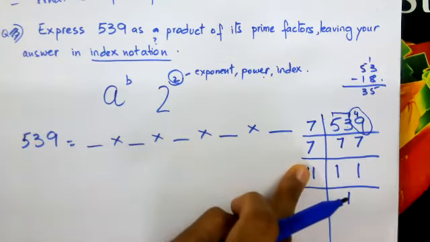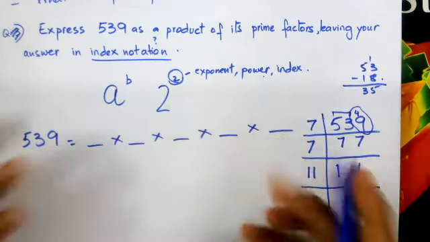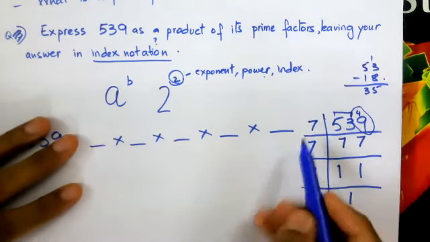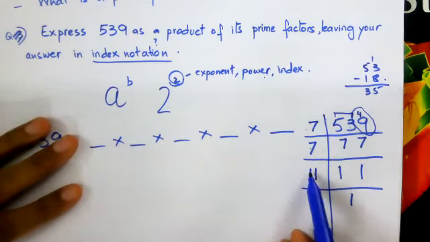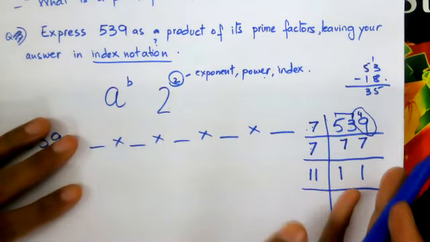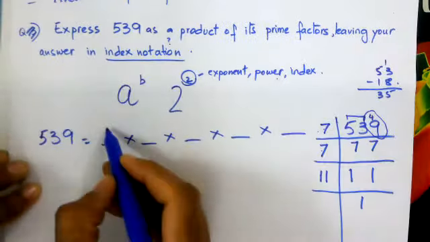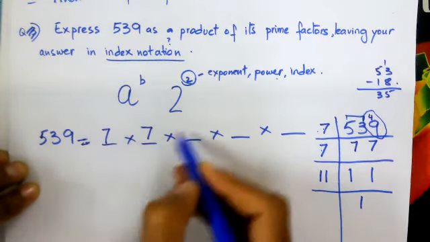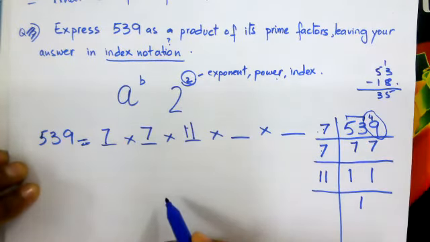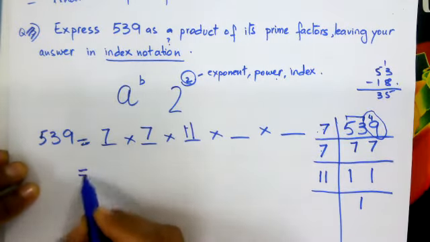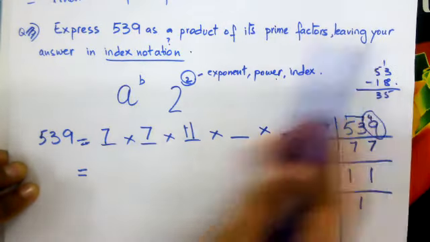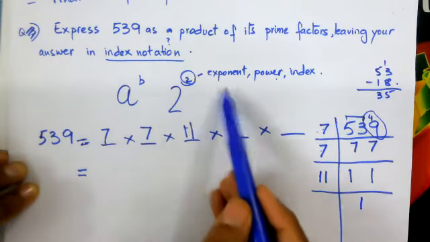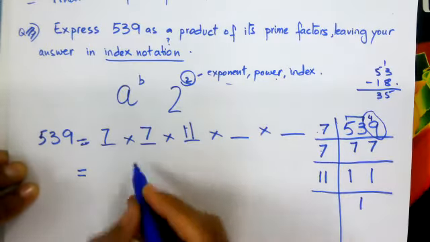Yes, teacher. So the key is that you start from the smallest possible number, first of all. Secondly, make sure that these numbers that you get here are all prime. So I can say that 539 is equal to 7 multiplied by 7 multiplied by 11. Now the question asks me to leave my answer in index notation. So they want me to write this in the power form, the exponential form. This is also called exponential form.